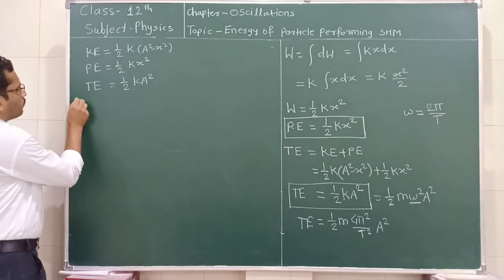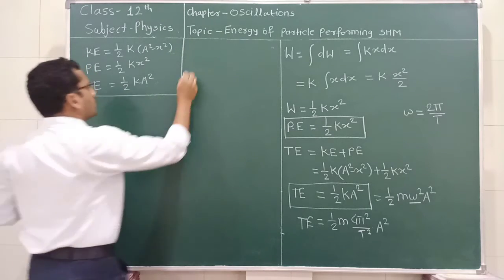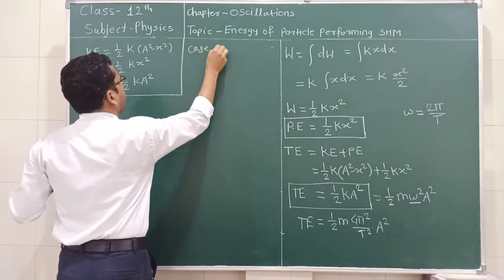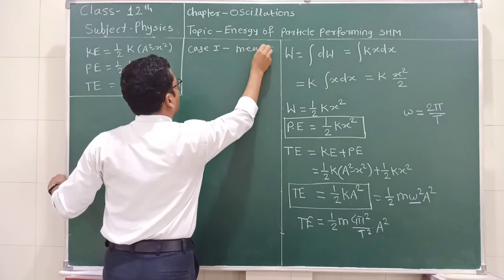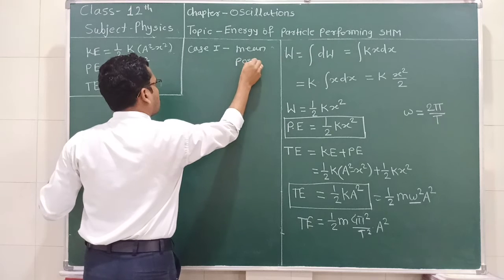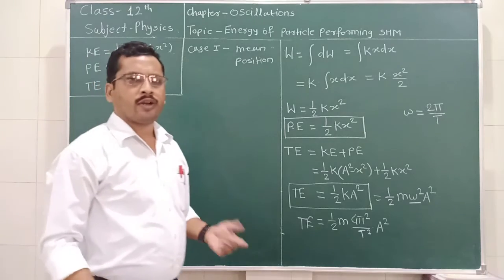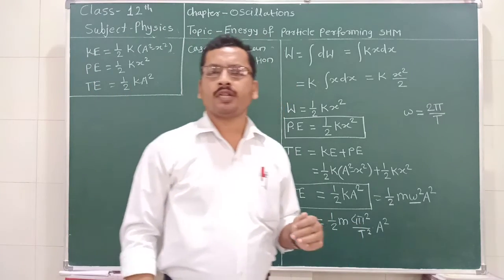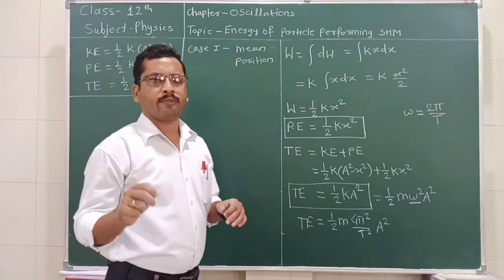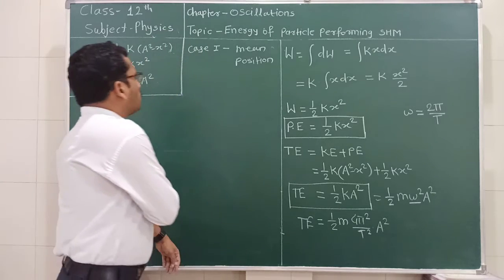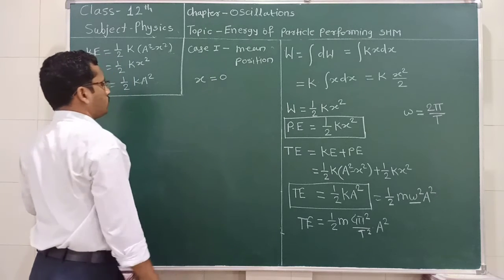So we are going to take some special cases. Case 1: when the particle is at the mean position. What are the properties of the mean position? At the mean position, x is equal to 0, that is, the displacement is equal to 0, because we measure the displacement from the mean position.